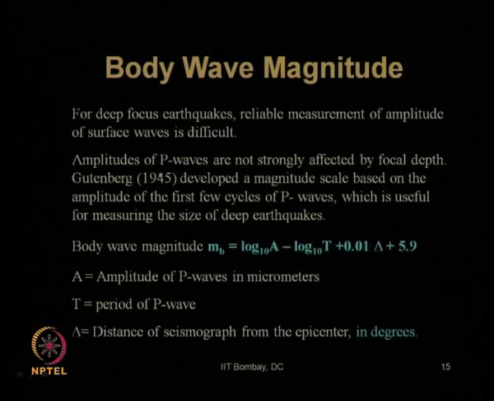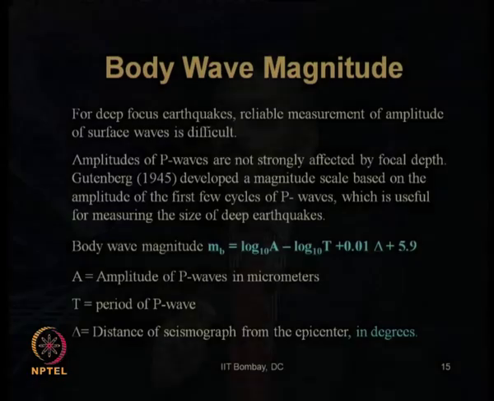The amplitude of the P waves is not strongly affected by the focal depth. Hence, this concept of body wave magnitude scale was developed by Gutenberg in 1945, which is a magnitude scale based on the amplitude of the first few cycles of the P waves, which is useful for measuring the size of a deep earthquake. So, for deep earthquakes, this scale is utilized. You should know which scale is suitable for which type of earthquake. We should not blindly use any scale for any type of earthquake.